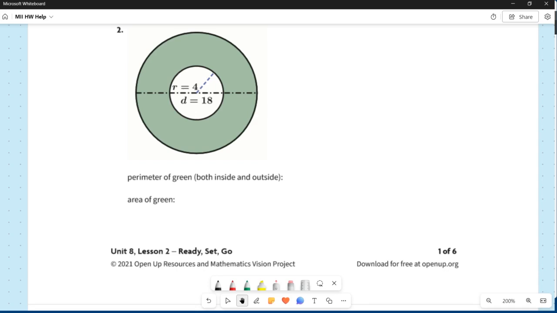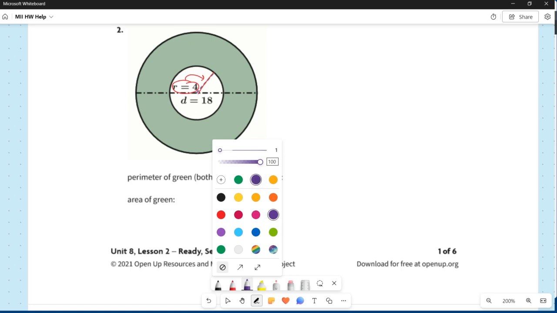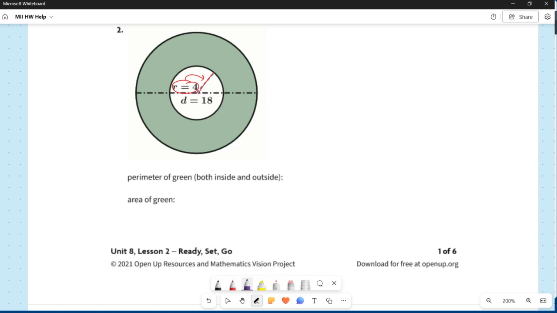Question number 2. So question number 2, we have a donut, or a two-dimensional cross section of a donut, I should say. And we're told that r equals 4, which is going to refer to the small radius. So this piece right here is 4. And then we also have, make this purple, we also have d equals 18, which is the big diameter.